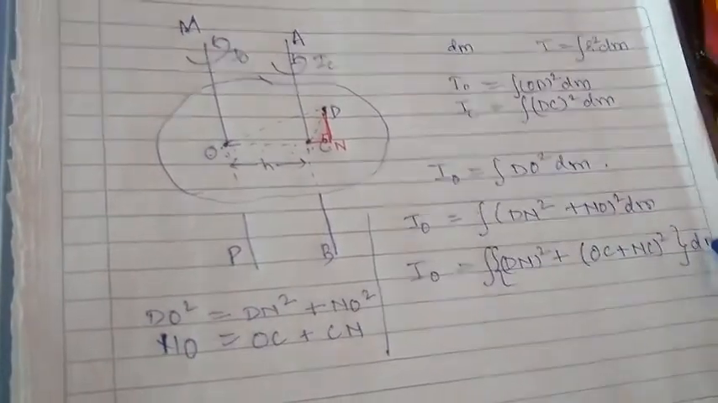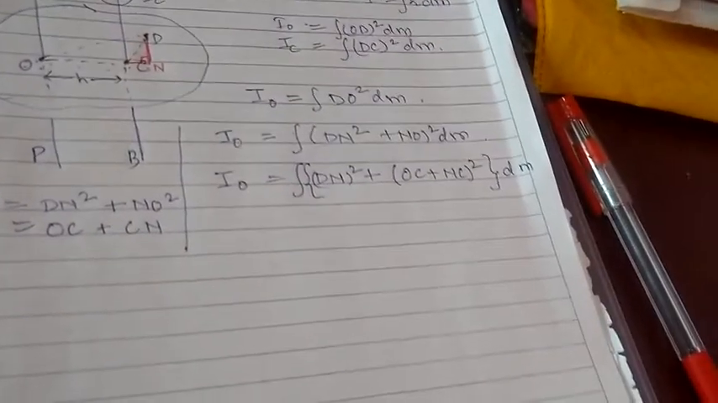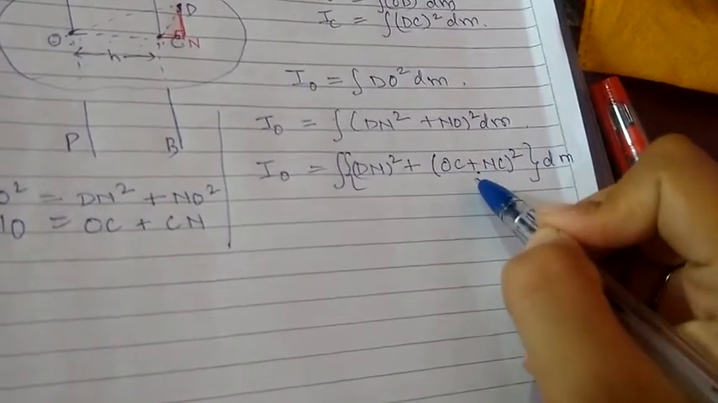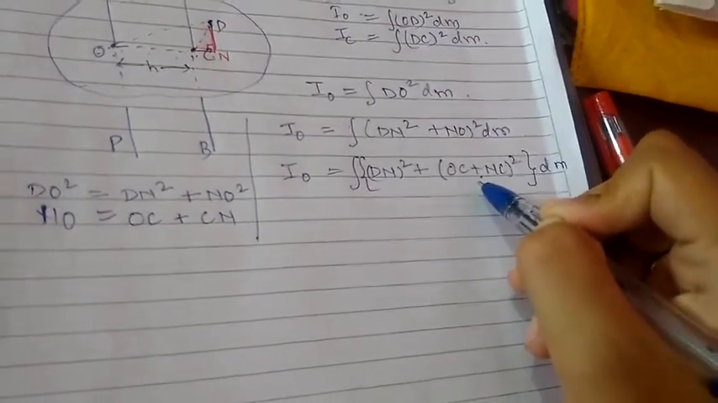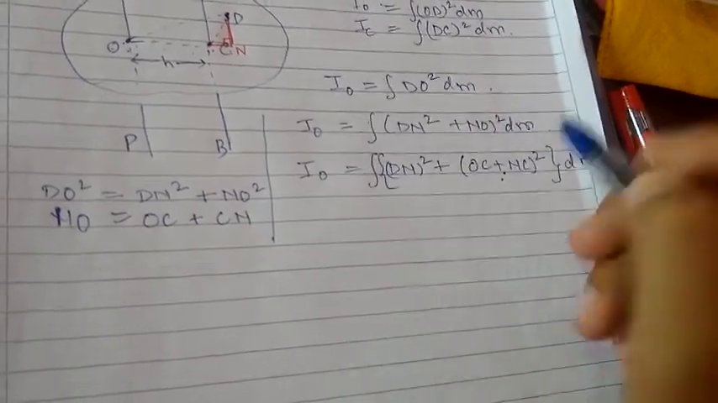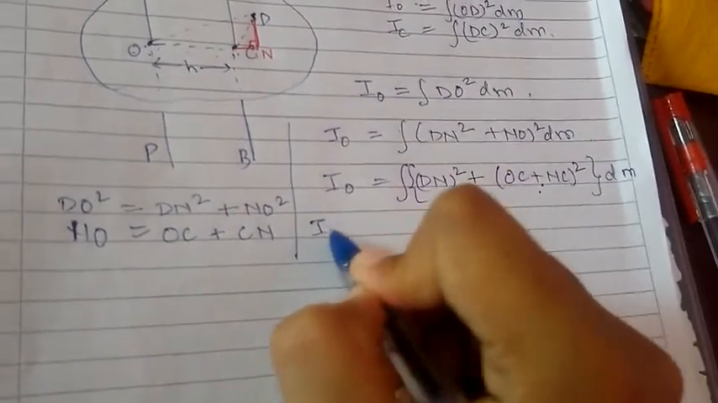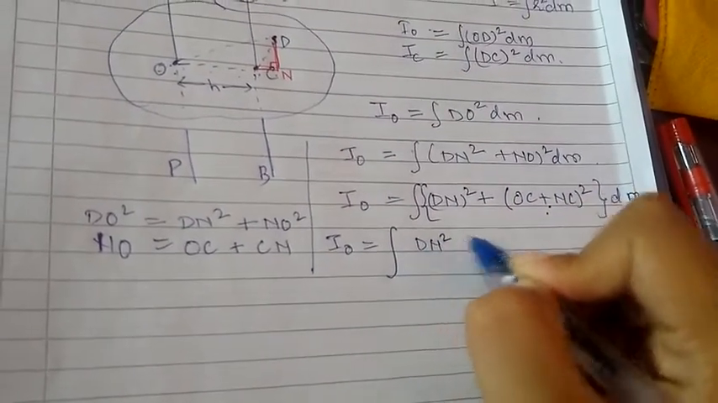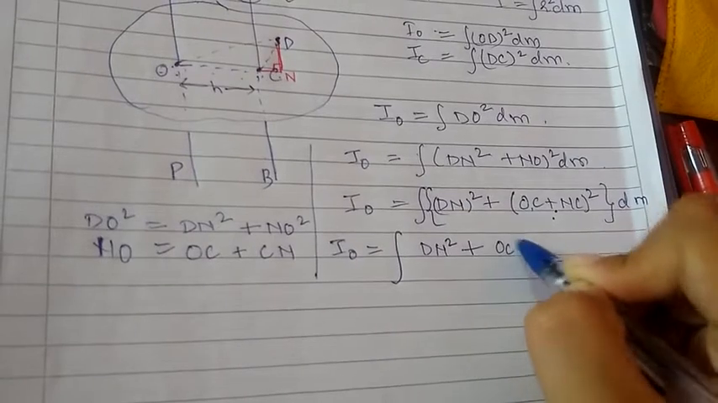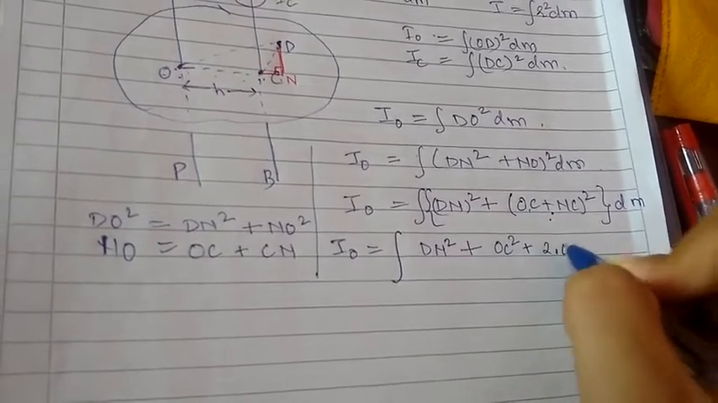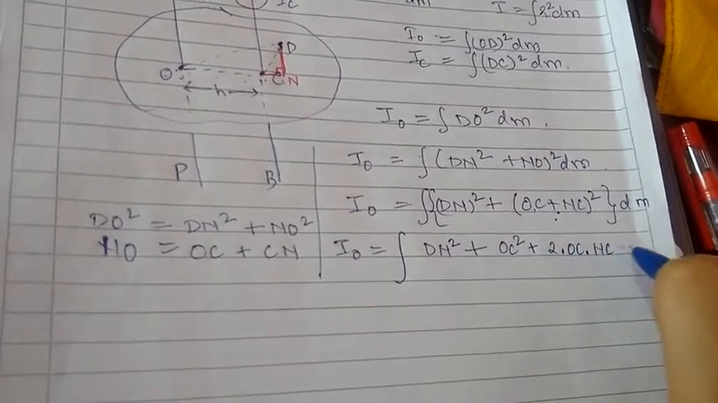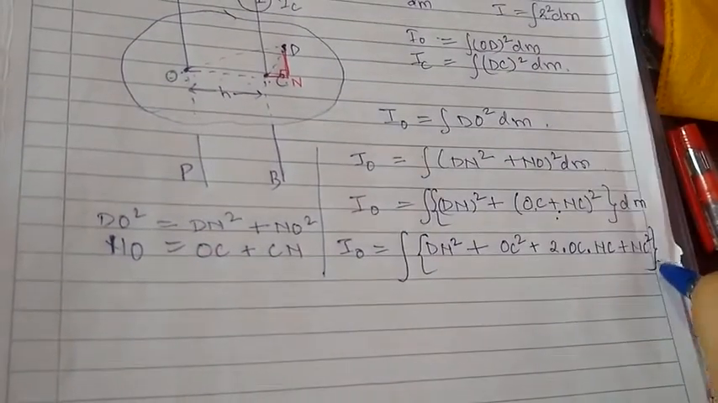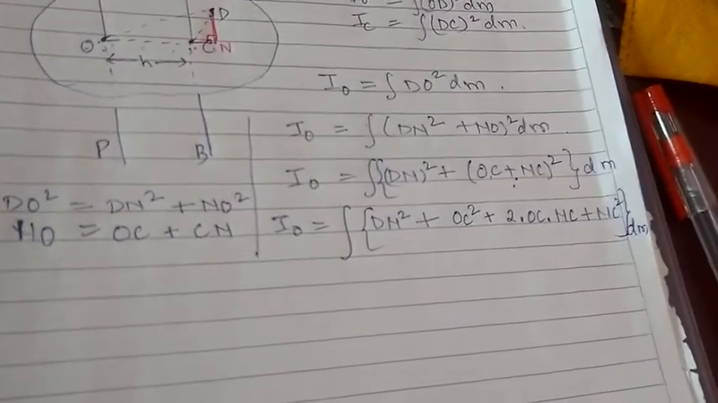Whole equation multiplied by dm. Now here you can see (OC + NC) whole square. You can apply the identity (a + b) whole square, which is equal to a square plus b square plus 2ab. So I naught will be equal to integral of DN square plus OC square plus 2 OC into NC plus NC square, this whole equation multiplied by dm.